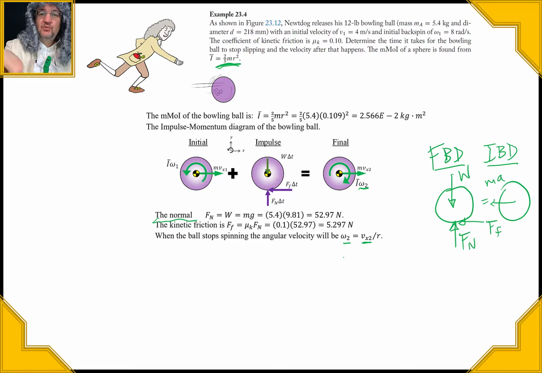That's not true initially. Remember, they're telling us that we've been given a backspin, which goes in the opposite direction of what you would expect if it wasn't slipping. We're given an initial speed and an initial backspin, so those are not related by that radius. But when it stopped slipping, yes, the angular velocity is related to the speed this way.